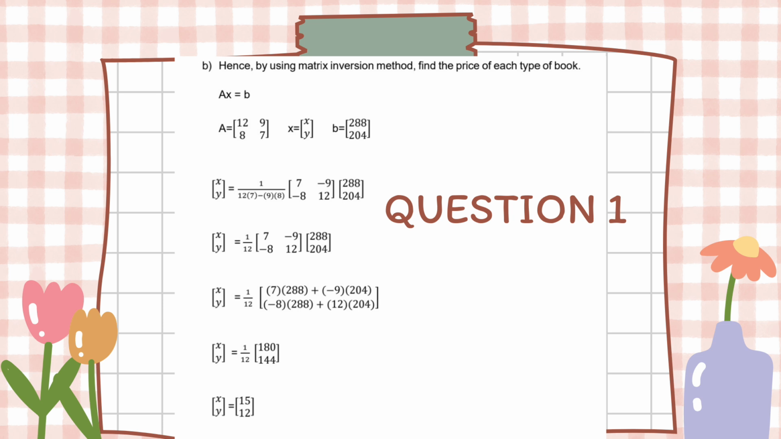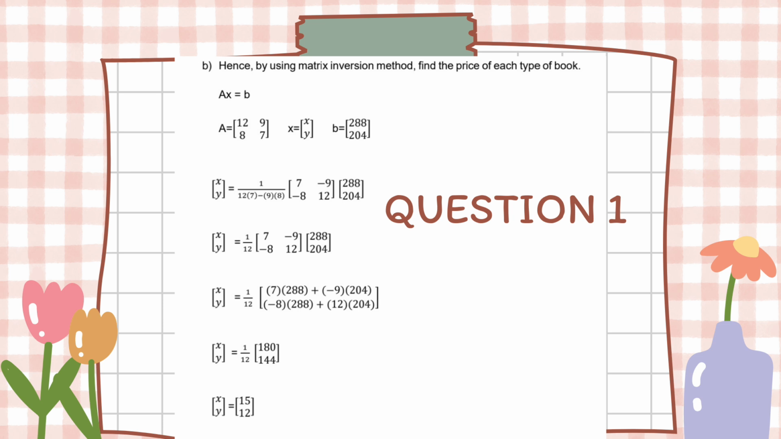To find x and y, we have to find the inverse, where the inverse is 1 over d times [7, negative 9, negative 8, 12]. But we have to get the determinant first from matrix A, where 12 multiplied with 7 minus 9 multiplied with 8, the answer is 12. So the inverse of A is 1 over 12 times [7, negative 9, negative 8, 12].